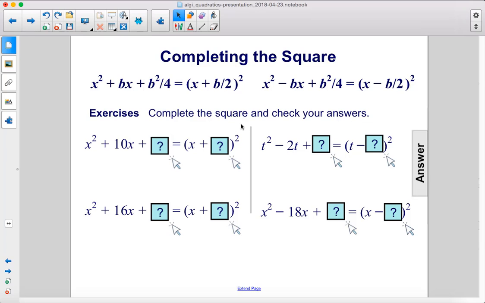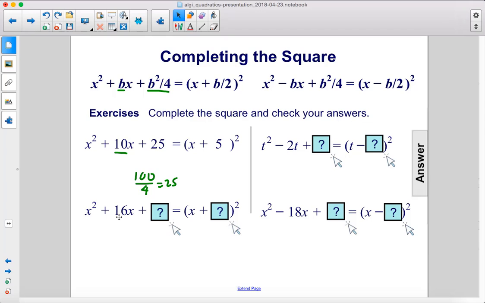Exercises. Complete the square and check your answers. Alright, so in this first one, 10 is b. Therefore, this square is b squared over 4. So that would be 100 over 4, which is 25. And this square would be b over 2. So 10 over 2, and that's 5.